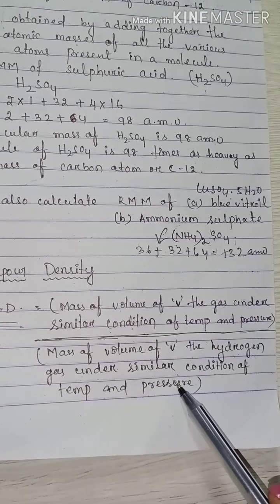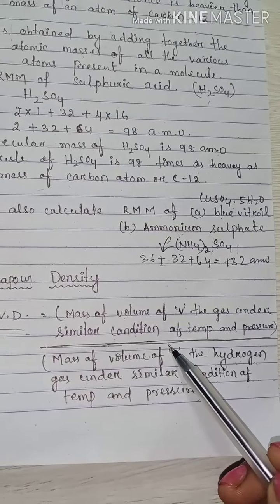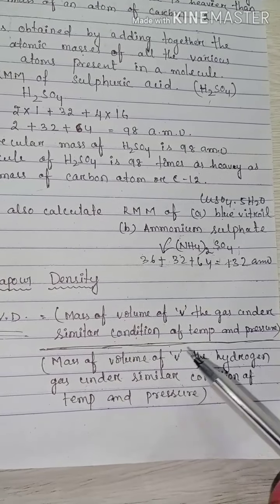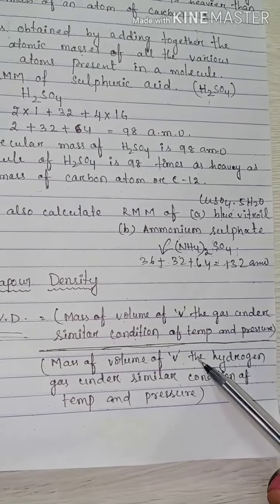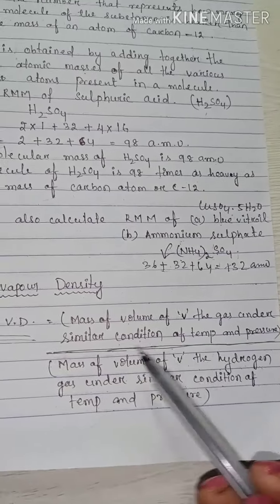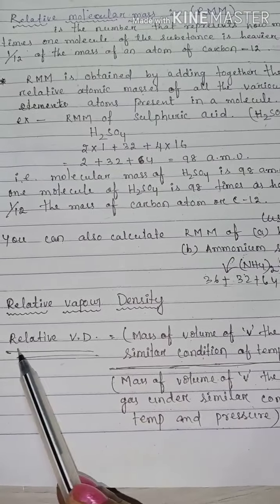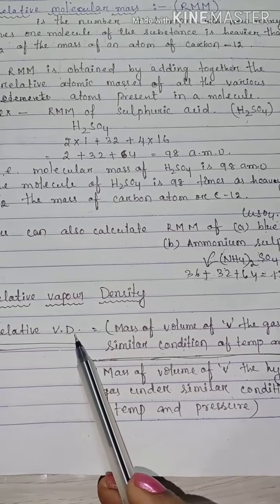According to Avogadro's law, volume at the same temperature and pressure may be substituted by the number of molecules. Can you understand how we can calculate the relative vapor density?